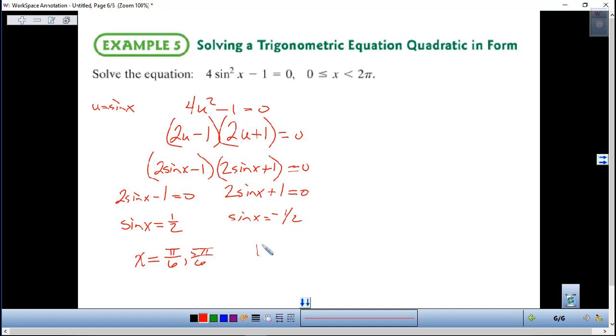And then over here, the x values are going to be the ones that give me a -1/2, which are still the pi over 6's, but these are in quadrants 3 and 4. So we're going to have 7 pi over 6 and 11 pi over 6. So all my solutions are all the pi over 6's on the unit circle. Pi over 6, 5 pi over 6, 7 pi over 6, 11 pi over 6.